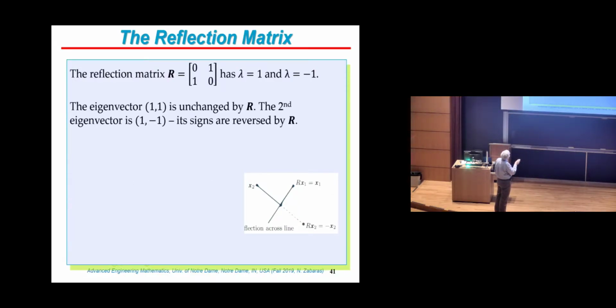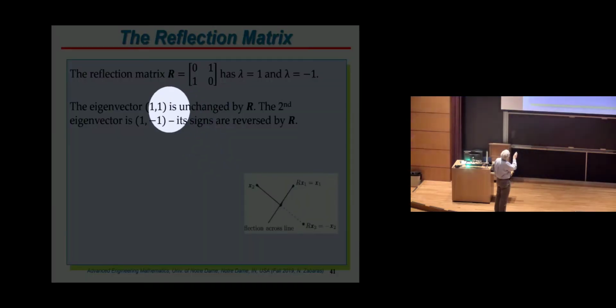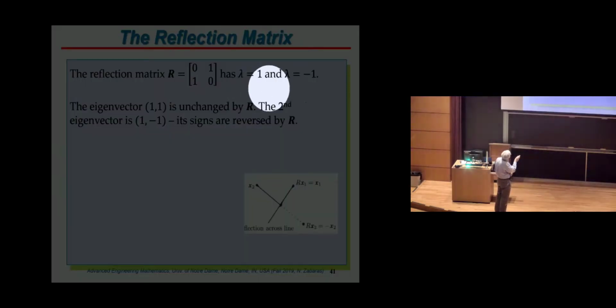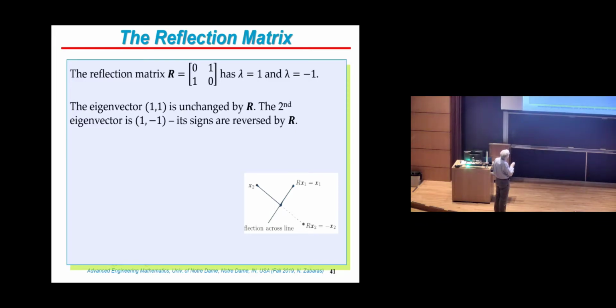So the eigenvectors for this matrix are (1, 1) and (1, -1). You can test it. Is (1, 1) an eigenvector? If you multiply this with (1, 1), you get (1, 1), right? Times 1, that's good. Is (1, -1) an eigenvector? If you multiply (1, -1), what do you get? You get (-1, 1), which is -1 times this. So this is an eigenvalue, and (1, -1) is an eigenvector.